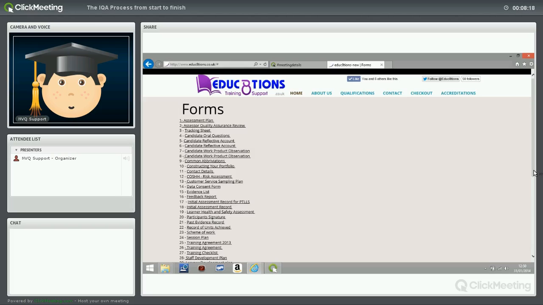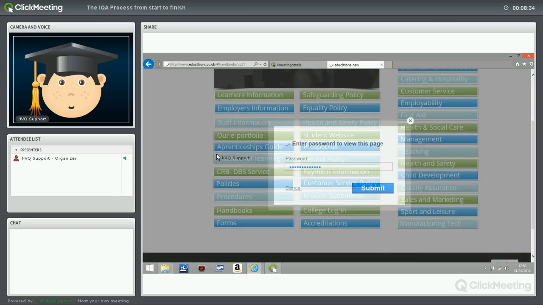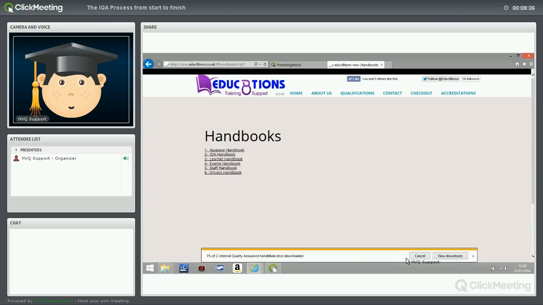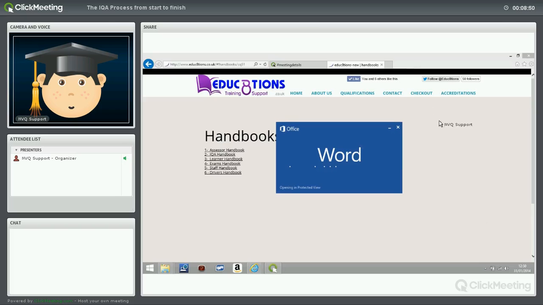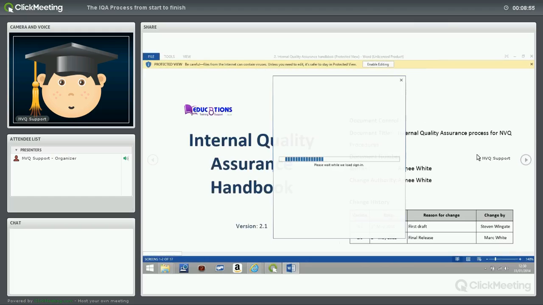Under handbooks, IQA has a handbook there, so if you wanted to know what the responsibilities were of the QA, again you can have a read of the handbook, and in there it lists, okay, that's going to download very slowly, it lists all their main duties and responsibilities. There we go, let's get rid of that, enable editing.